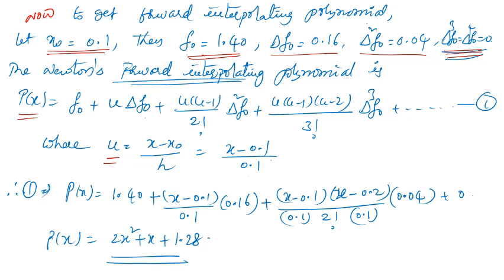Therefore substitute all these values in equation 1. So what is the polynomial? P of x is equal to, substituting all these values, and the delta cube, delta power values are zeros. Therefore up to second forward differences, the values we have written here, and after simplifying I am getting this forward interpolating polynomial.